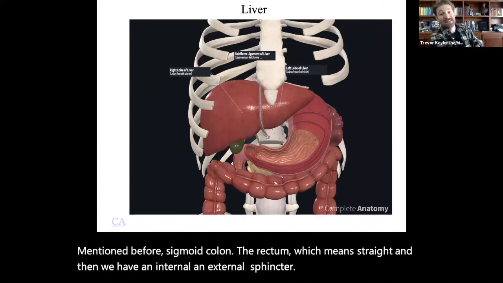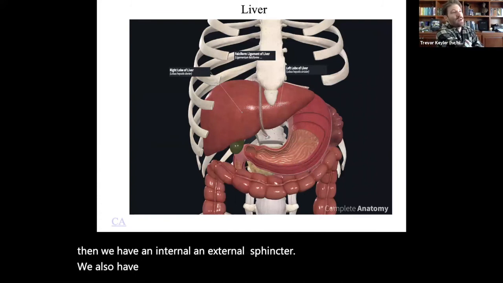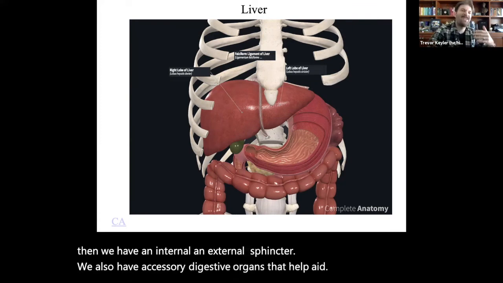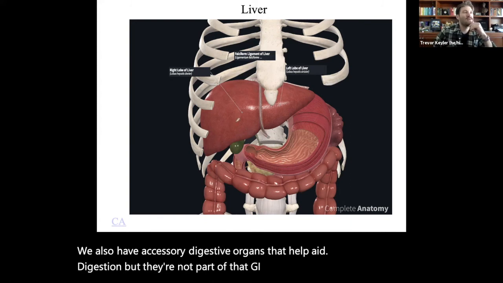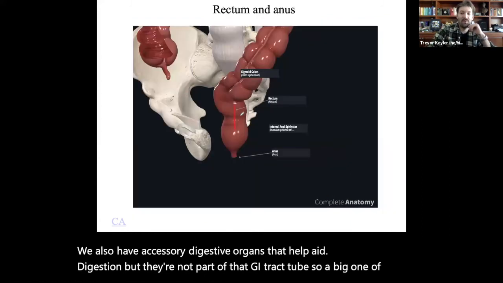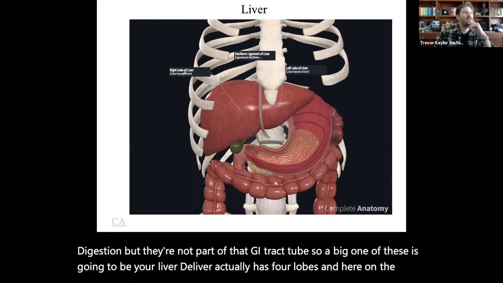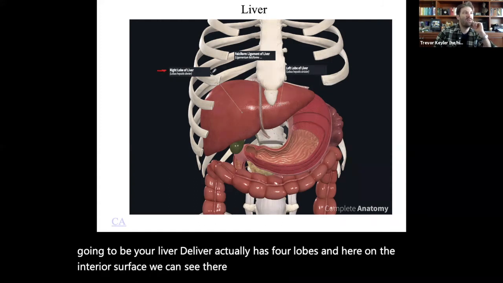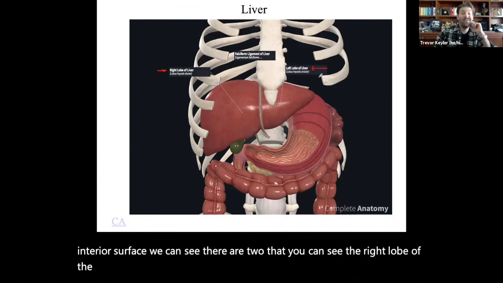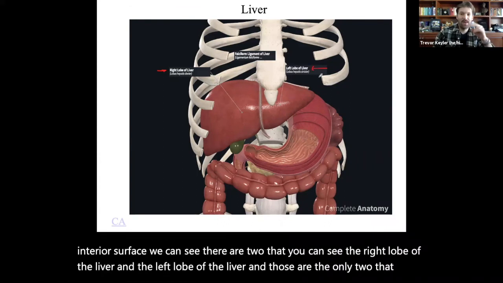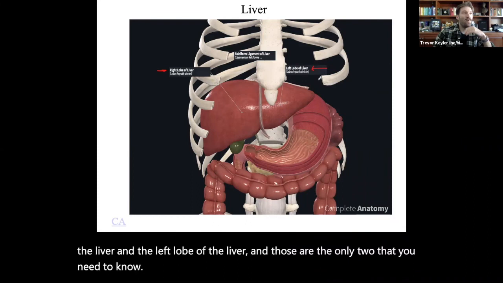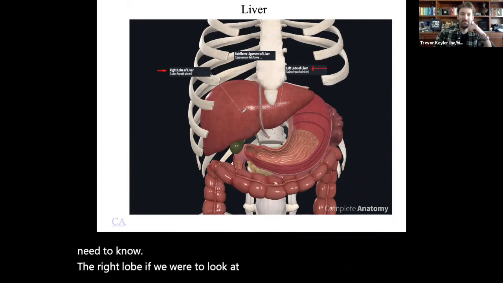We also have accessory digestive organs that help aid with digestion, but they're not part of that GI tract tube. A big one of these is going to be your liver. The liver actually has 4 lobes, and here on the anterior surface, we can see there are 2 that you can see, the right lobe of the liver and the left lobe of the liver. Those are the only 2 that you need to know. If we were to look at the posterior side, there are 2 others. We'll talk about them in lecture.